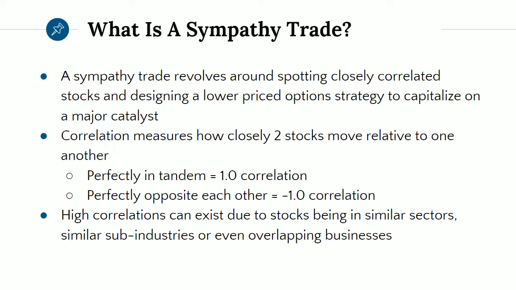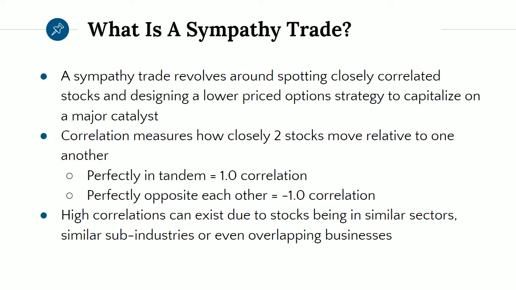Okay. So first things first, sympathy trade. It revolves around spotting closely correlated stocks, which we'll get into in a second, but then figuring out an option strategy, a lower debit way or lower cost way to target that event, say earnings or some sort of other significant catalyst. So it's finding a highly or closely correlated name, and then finding an option strategy that has a lower cost or lower debit way to target that event.